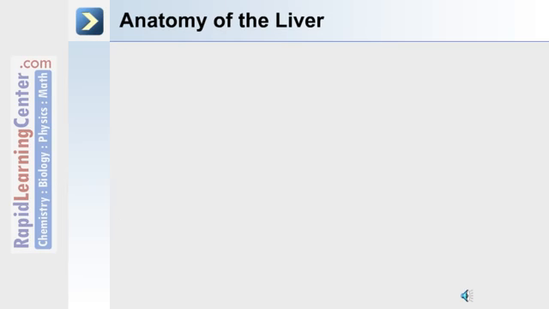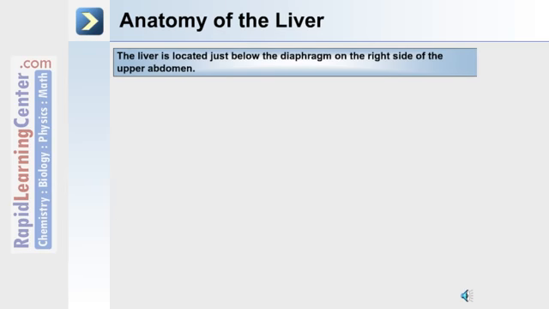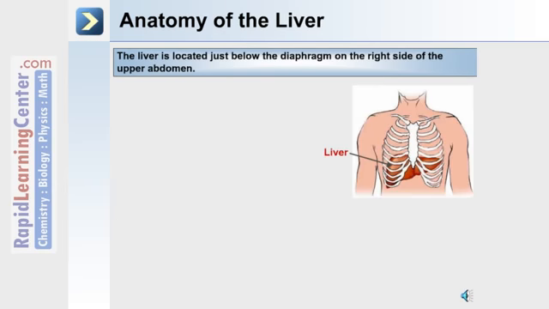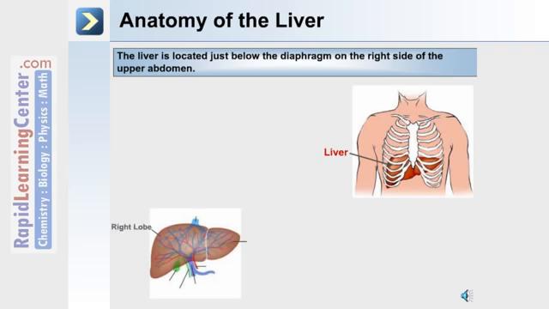Now let's discuss the anatomy of the liver. Its anatomical location within the body is just below the diaphragm, with the majority of the liver on the right side of the upper abdomen. The anatomy of the liver includes the right lobe, the gallbladder, where the bile is stored, the common bile duct, the portal vein, the hepatic artery, the left lobe of the liver, and the hepatic vein.